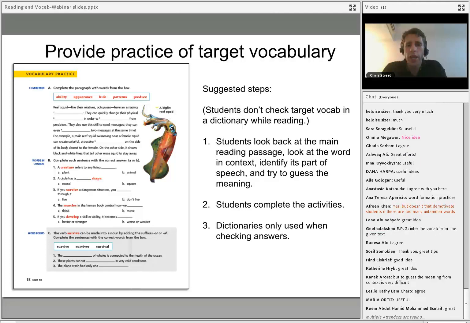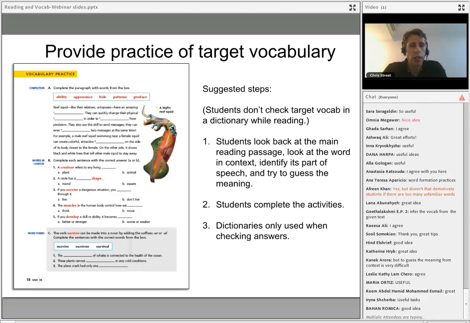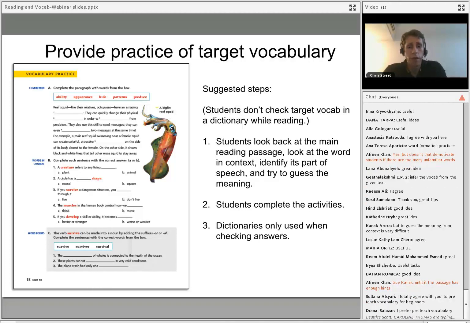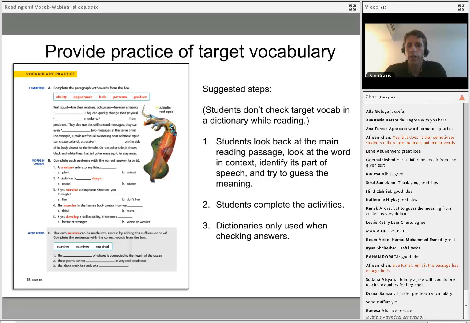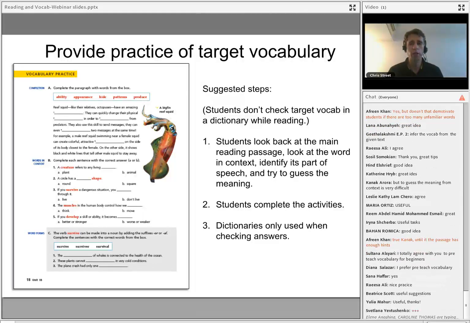We don't actually expect students to check the target vocabulary in their dictionaries as they read the reading passage. And we also don't expect them to use their dictionaries as they complete these activities in their textbooks. It should hopefully be possible for students to complete all these activities by simply guessing the meanings of the words from context in the reading. So that's the first step. Students should look back at that reading passage, find the words, guess their meaning. Then they can move on to completing these activities and then perhaps use a dictionary when they want to check their answers at the end. But like I said, do what works for your students and do what works for your class.